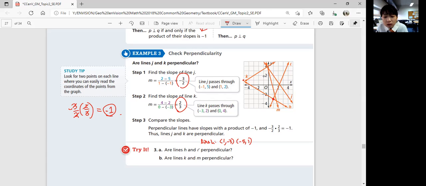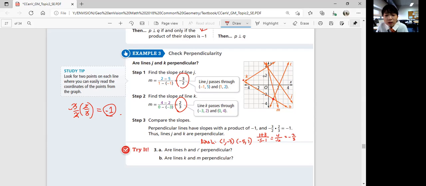And then your slope is going to be 1 plus 3, because 1 minus -3 is 1 plus 3, over -5 minus 1. So 4 over -6, which is -2 over 3.